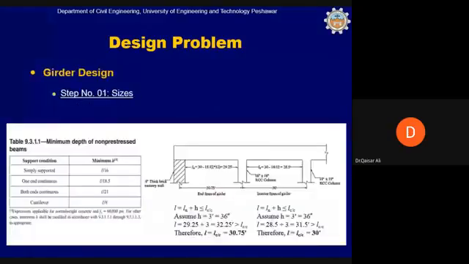Now, after the beam design, we will design the girder. As I said earlier, a girder is nothing more than a beam, but this beam is stiffer than the other beams because this stiff beam is going to support the other two beams.